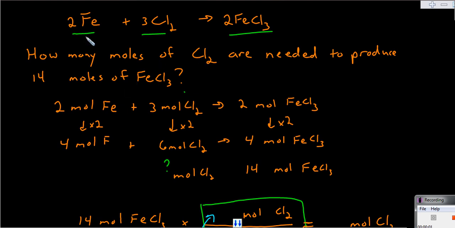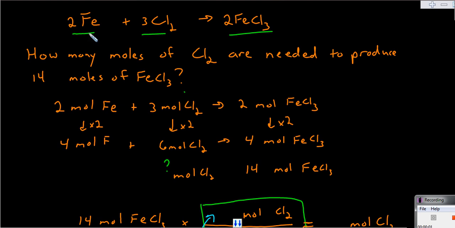All right, consider the reaction where two irons react with three chlorine molecules to give two iron(III) chloride formula units. Consider that you have 14 moles of iron(III) chloride. How many moles of chlorine are required to form that?